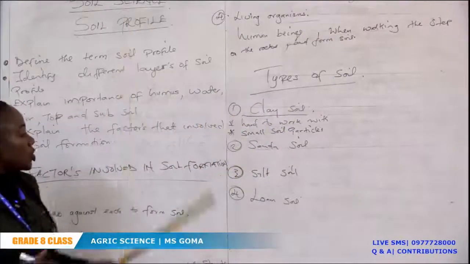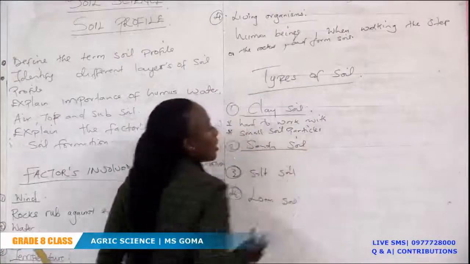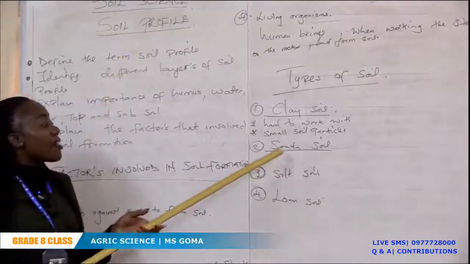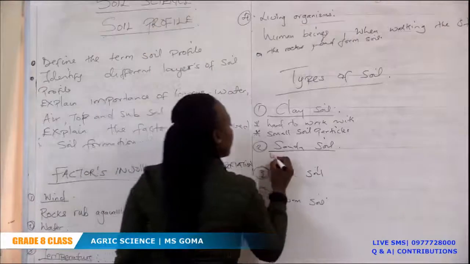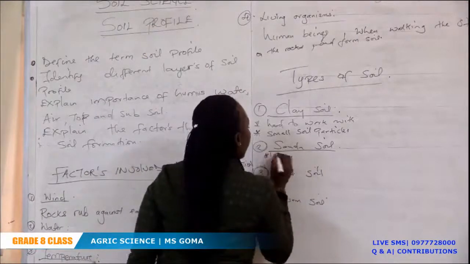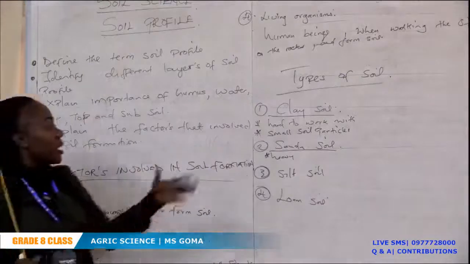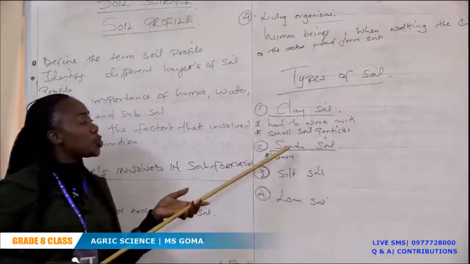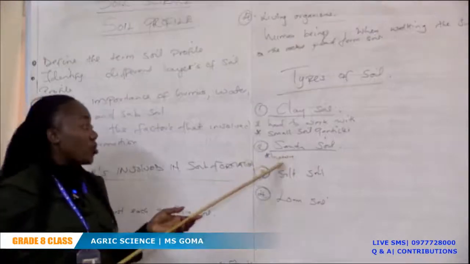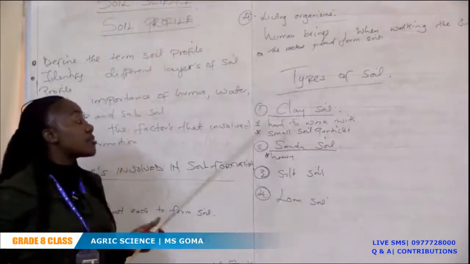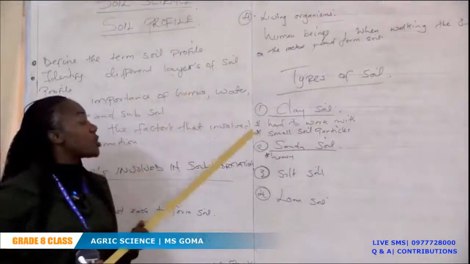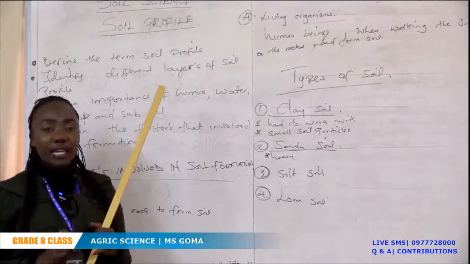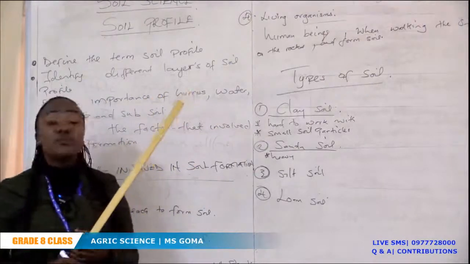Let us go to the next type of soil, the sandy soil. This kind of soil is not heavy to work around with. You can use it for growing crops, but it is not as good as loam soil. So what do you do when you want to improve the sandy soil? One, you add manure. Apart from adding manure, you can add fertilizers. That's how sandy soil is improved.